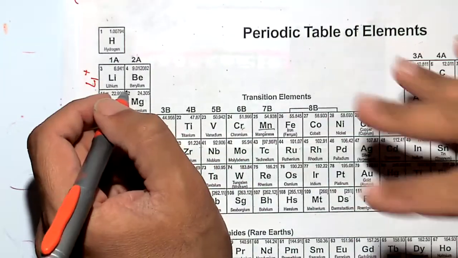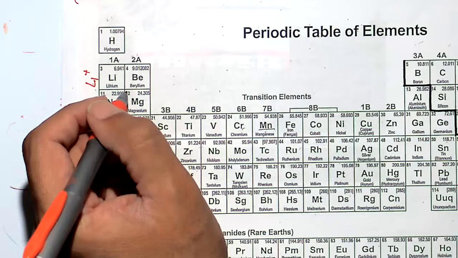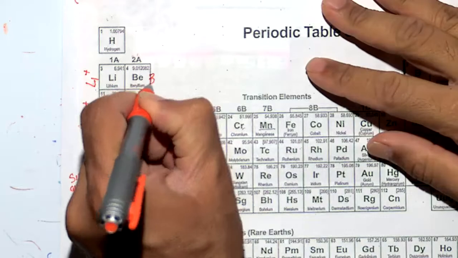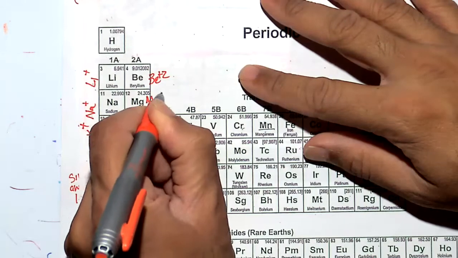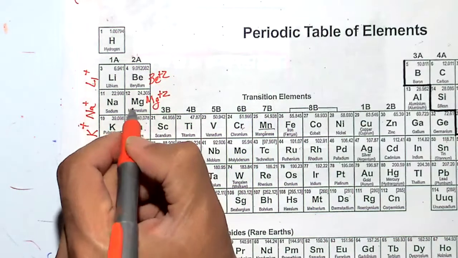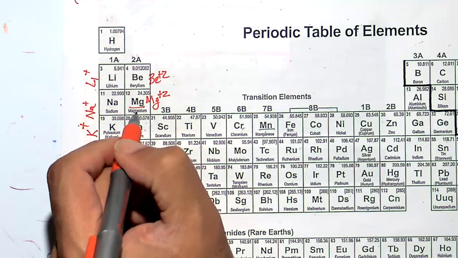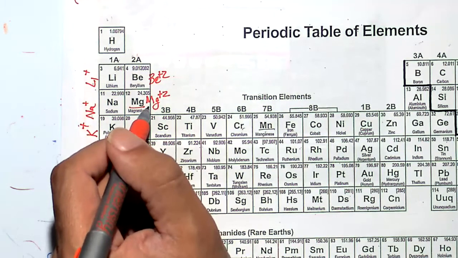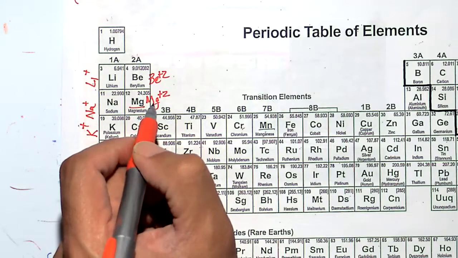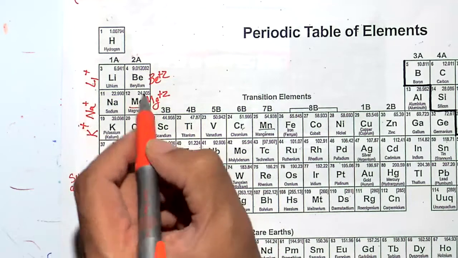So beryllium, if it were to form an ion, it will be the plus 2 charge. If this were to form an ion, magnesium, it would be the plus 2 charge. I'm not talking about magnesium, the element by itself, neutral. If it were to form an ion, if it were to form a charged particle, it would be a positively 2 charged particle, magnesium.